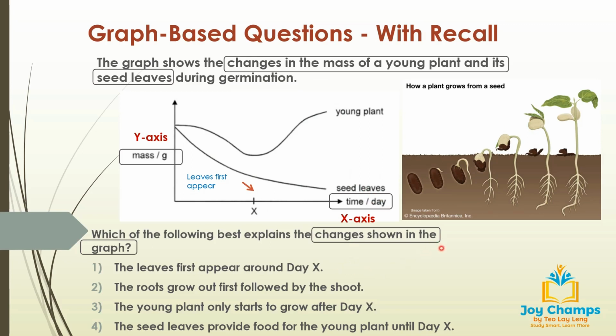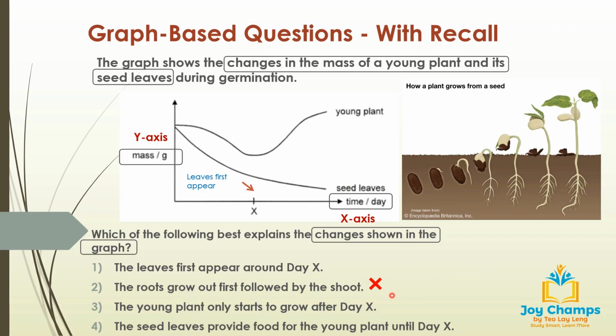Okay, let's take a look at option number 2, because I see the word roots there. Now, this question does not mention anything about the root. There's no mention about the roots at all in the question. So therefore, this option will be the first to be eliminated.